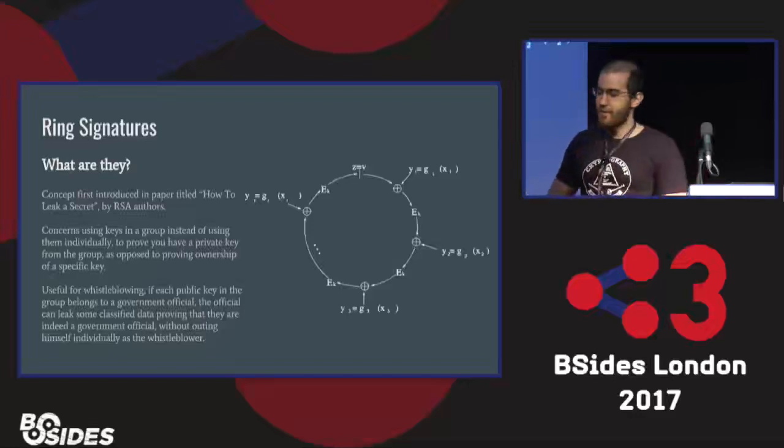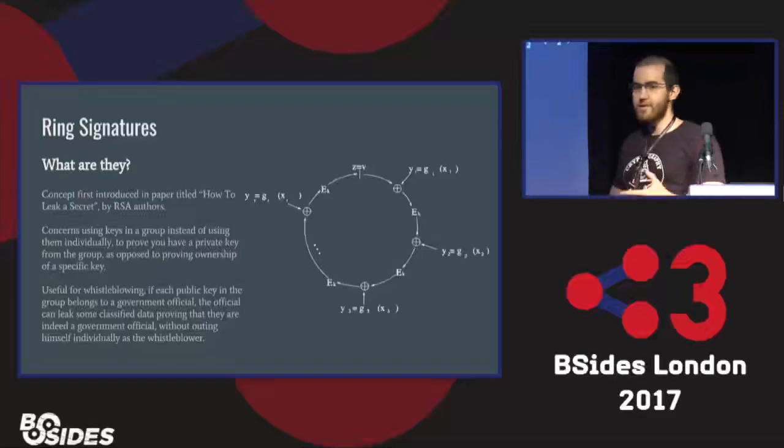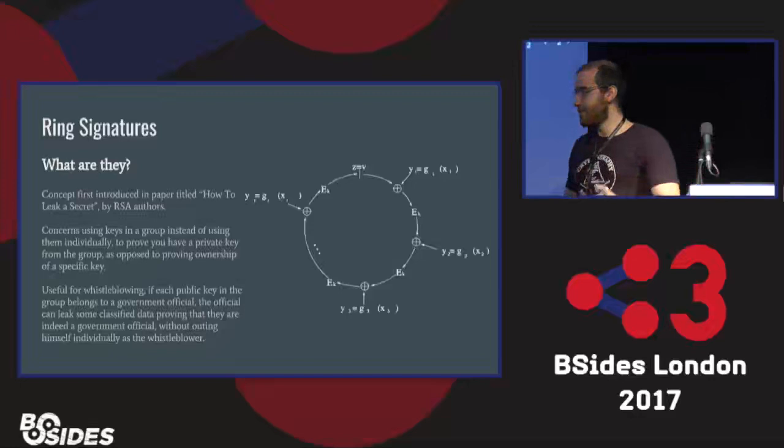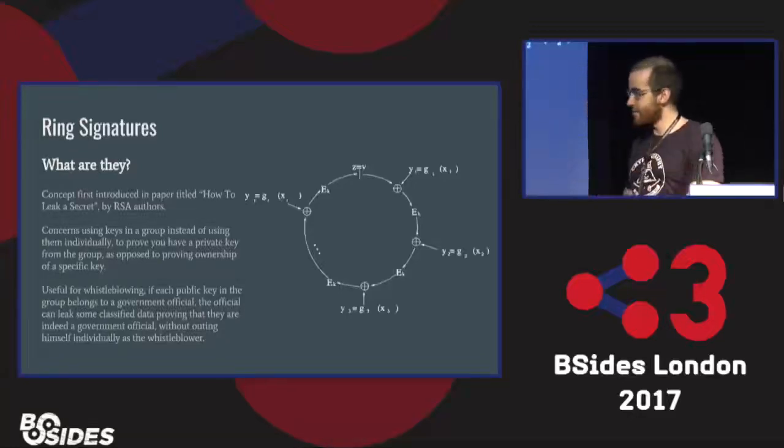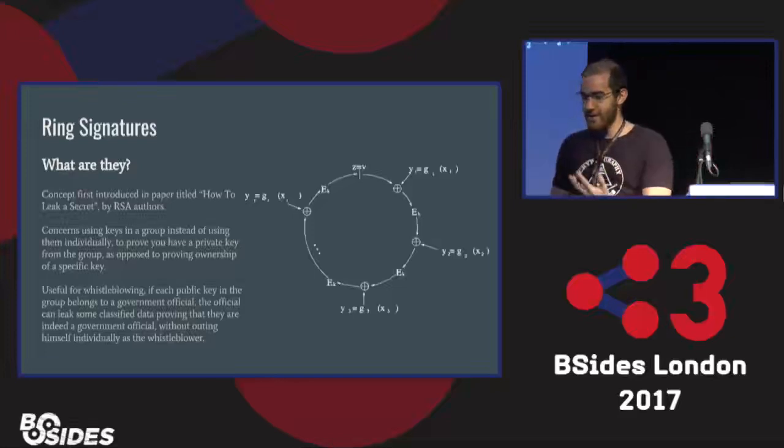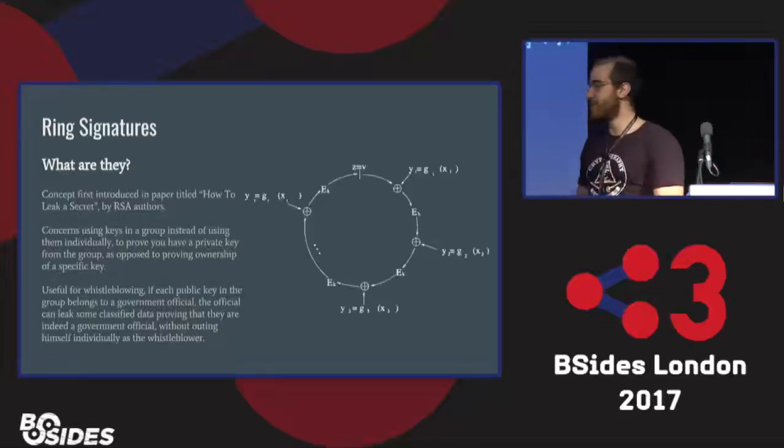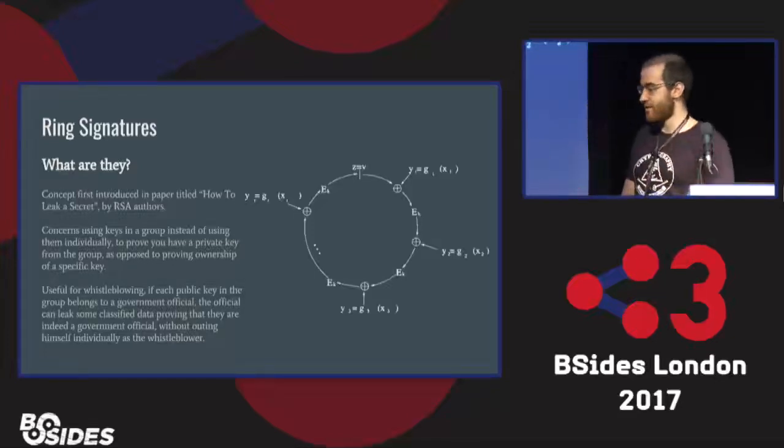You work at a bank or in the government, whatever, they're doing some other crazy NSA stuff, and you're really morally opposed to this. You can attest: yes, look, it's one of these people, and they would truly have data access to that, but you have no idea which one it is. Cryptographically, you have no idea. It's very secure.